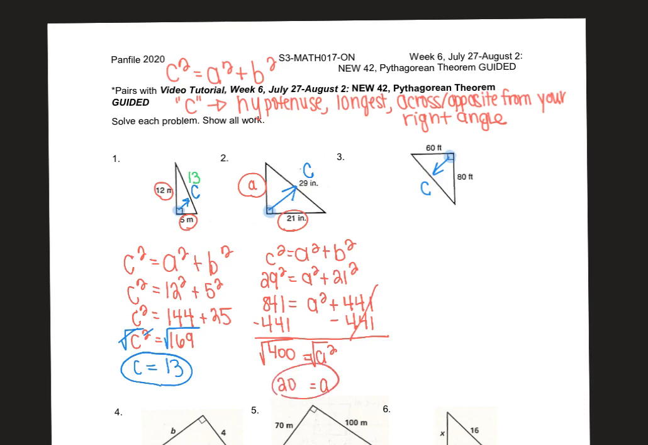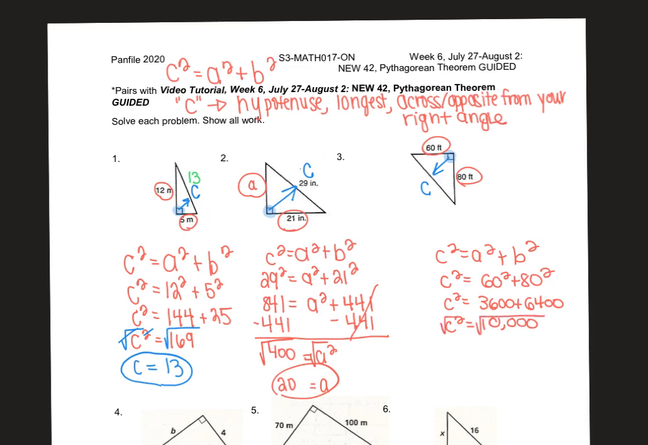Okay, let's look at number 3. We have C squared equals A squared plus B squared. C I don't know, so C squared equals, here's my A and my B. So I have 60 squared plus 80 squared. So C squared equals 3600 plus 6400. So C squared will equal 10,000.